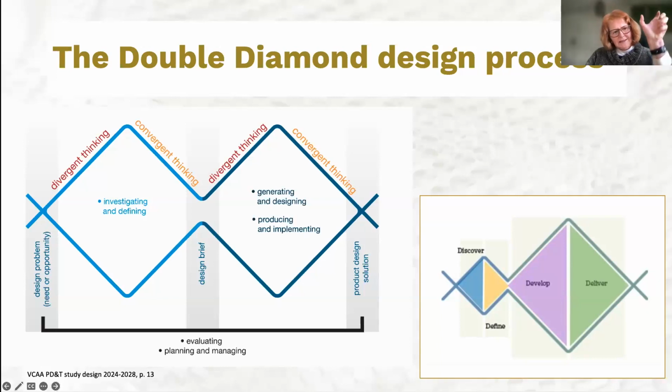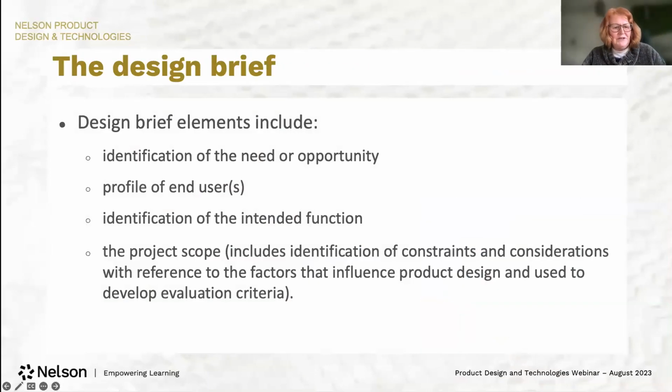Next, and you'll see in the centre of the double diamond design process is the design brief, and that flows in well to what we need to talk about next, which is the design brief elements. This has changed quite a bit, particularly to include the profile of the end user as part of the design brief. So the design brief has a clear structure where the students firstly identify the need or opportunity, and that summarises the students' research into the design situation.